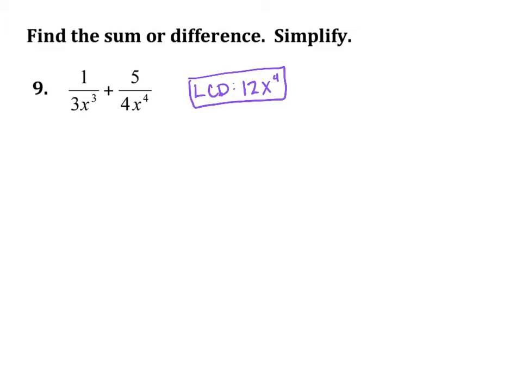So what do I need to multiply 3x cubed by, my first fraction, in order to make it 12x to the 4th power? I need to multiply it by 4x. So I'm going to multiply the top and bottom by 4x. And in my second fraction, what do I need to multiply by in order to make it 12x to the 4th? And that's just by 3. So I'm going to multiply by 3. 4x times 1 is just 4x, and 5 times 3 is 15. That means I have 4x plus 15 all over my common denominator, which was 12x to the 4th.